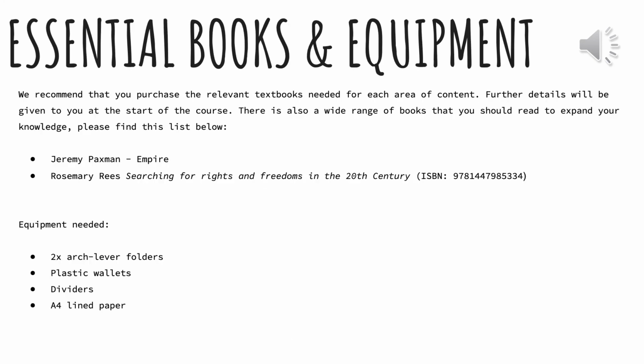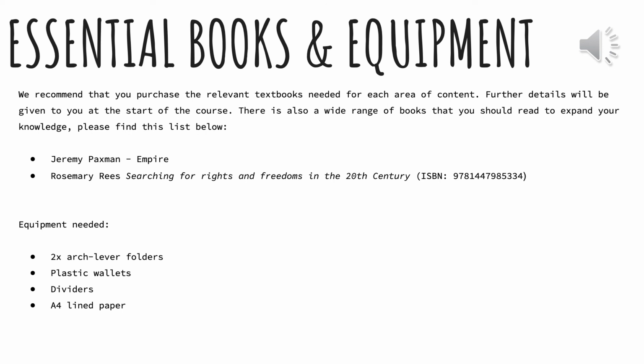A few basic things you can come prepared with on the first week of school. We highly recommend that you read these 2 books below, Jeremy Paxman's Empire and Rosemary Rees's Searching for Rights and Freedoms in the 20th Century. These are really good context reading, and for my topic of the Empire, I would expect all the students to read this book. It's not that difficult, but it does give you really good information and knowledge to help you out with the topic.